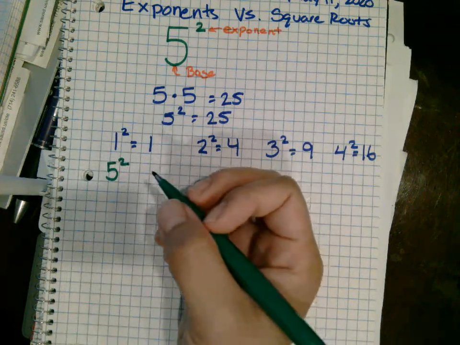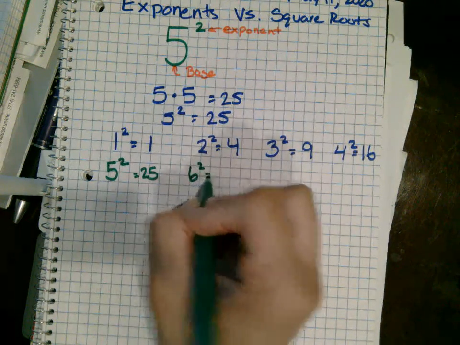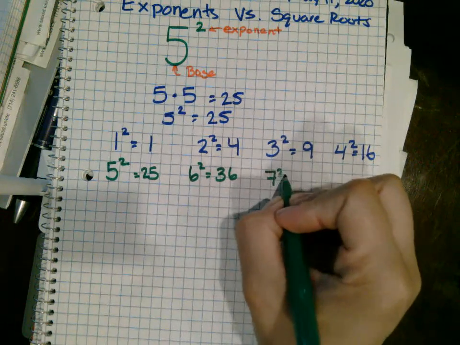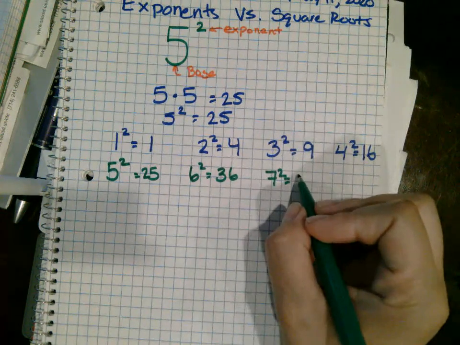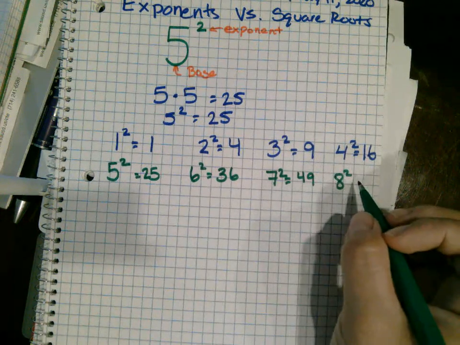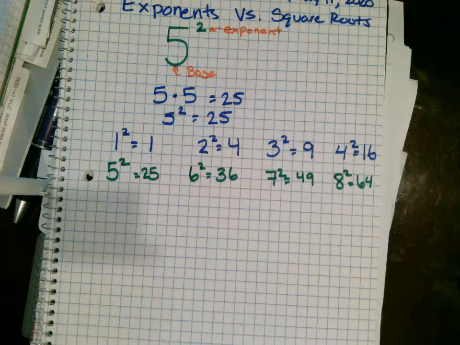5 squared? 5 times 5? 25. 6 squared. What's 6 times 6? 36. 7 squared. What's 7 times 7? 49. 8 squared. What's 8 times 8? 64.